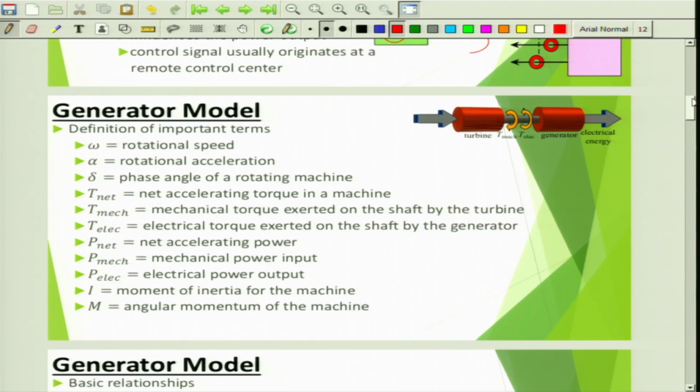First, we will start with the generator model. Here is a turbine. The input could be steam, or water, or gas, or anything, even renewable energy.